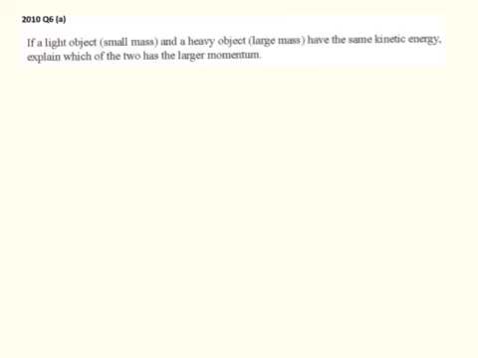So from the 2010 Scholarship Physics paper, question 6a: if a light object with a small mass and a heavy object with a large mass have the same kinetic energy, explain which of the two has the larger momentum.